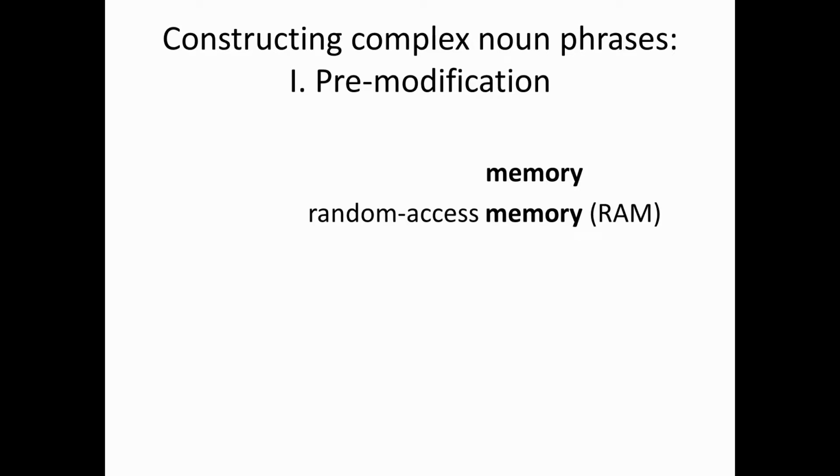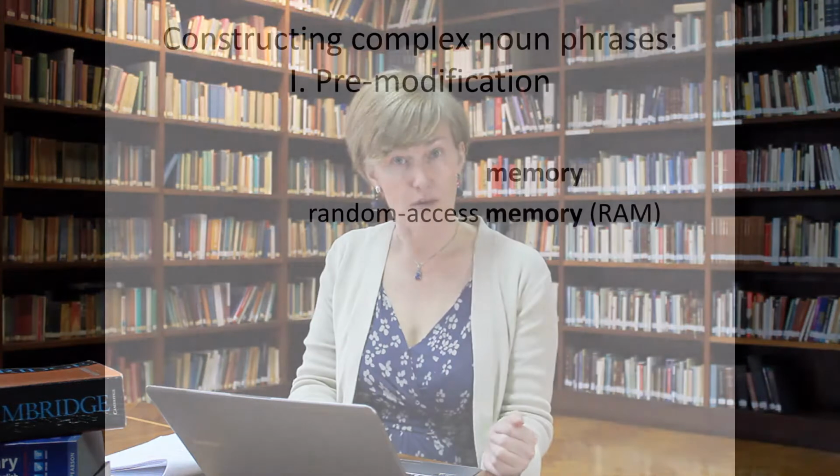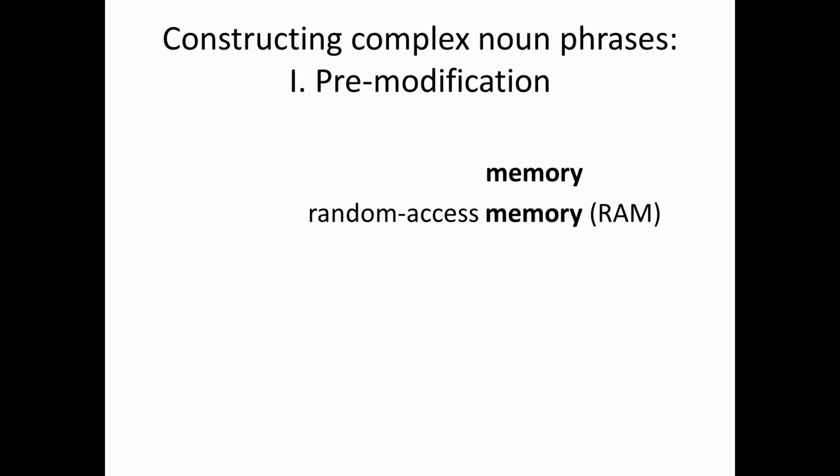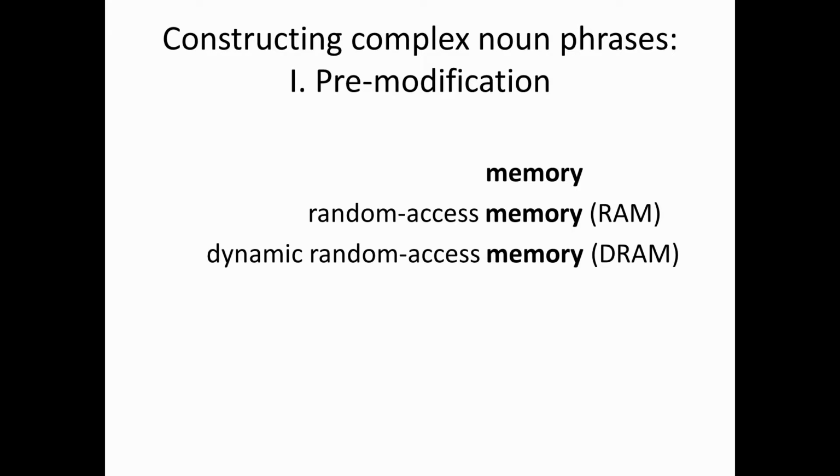Now, in Portuguese, that has to be expressed with post-modification. Memória de acesso aleatório. In English, random access should be hyphenated because it's a compound adjective. Now, this can then be further modified, for example, by adding another adjective. Dynamic random access memory. This is often abbreviated to DRAM.